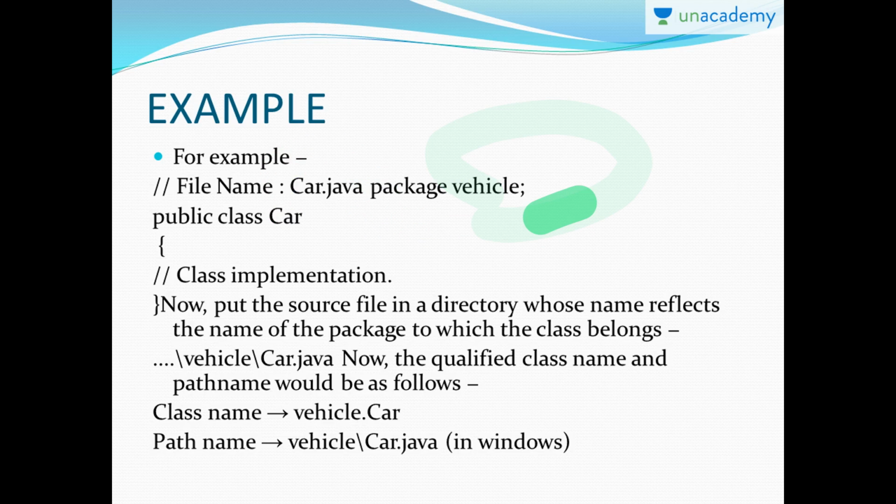Basically, we have a public class car where all the class implementation is written, and now the source file is stored in a directory whose name reflects the name of the package. As I've told you all, only similar classes get stored in a package. So car is a part of vehicle. It is a vehicle, so that's why it's getting stored in the package. Similar vehicles get stored in this.